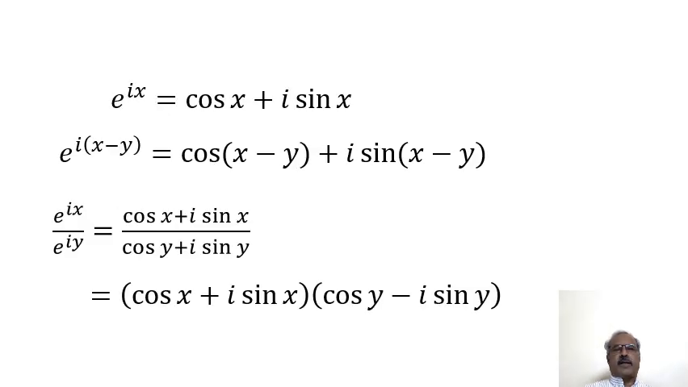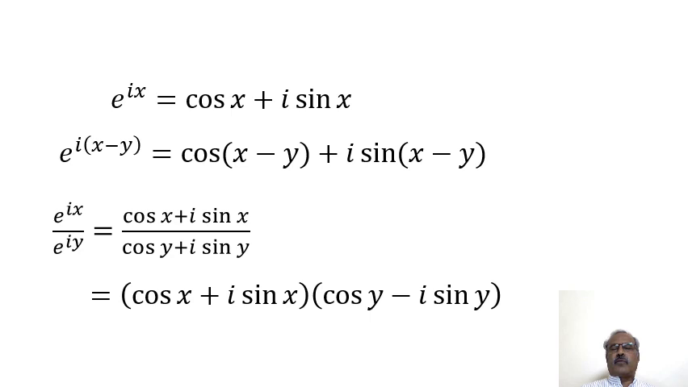e raised to i times (x minus y) can be written as e raised to (ix minus iy) using the distributive property. Now e raised to (ix minus iy) equals e raised to ix upon e raised to iy. This is using the laws of exponents. So this will be equal to (cos of x plus i times sine of x) whole upon (cos of y plus i times sine of y).